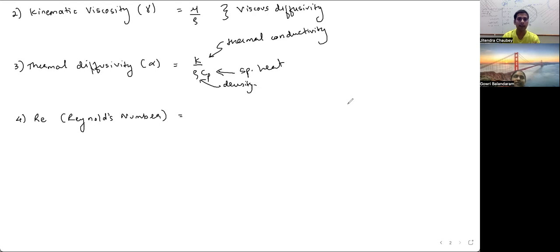Like you are standing, and if somebody is pushing you, the harder you grab the floor, the more difficult it gets for the person pushing you. So viscosity is like the way you are grabbing the floor, and inertia force is like someone pushing you to move. This is how they are related, and it is formulated as rho v d by mu.